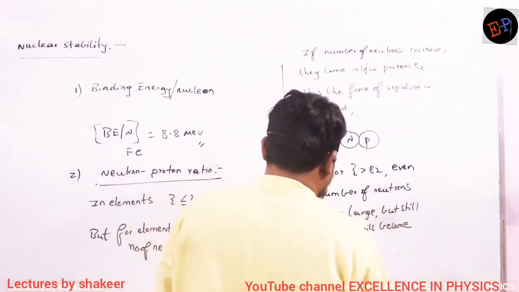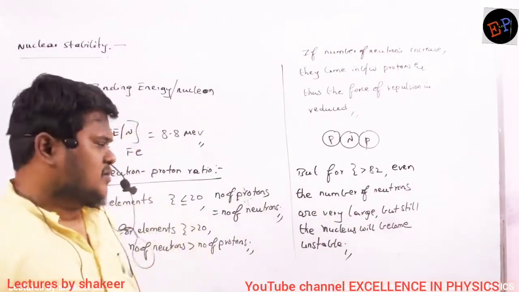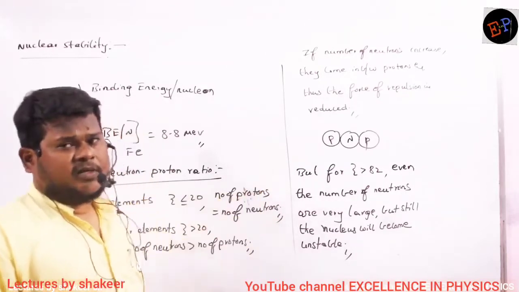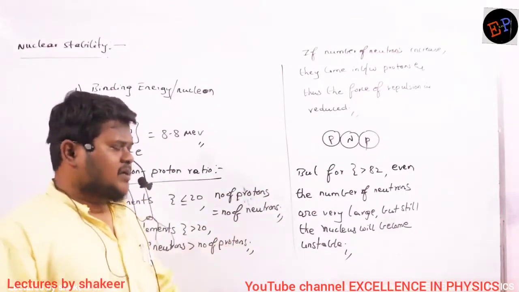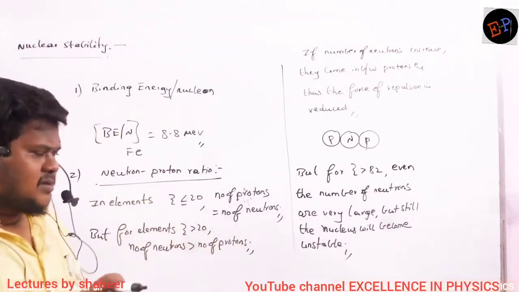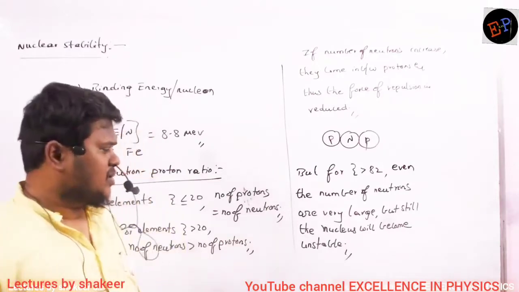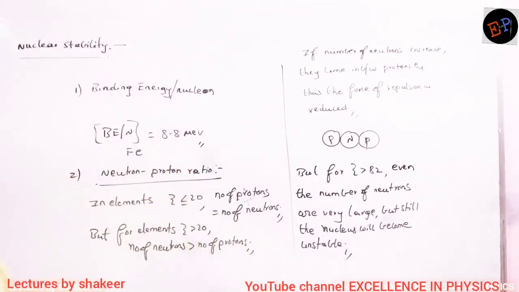Okay, no? So therefore this results in an activity called radioactivity. So the elements above atomic number 82, that is after plumbum, even though the number of neutrons is very large, are still unstable. So these nuclei will try to become stable by emitting alpha, beta and gamma radiations. Are you able to understand, ma? So that concept is nothing but radioactivity.